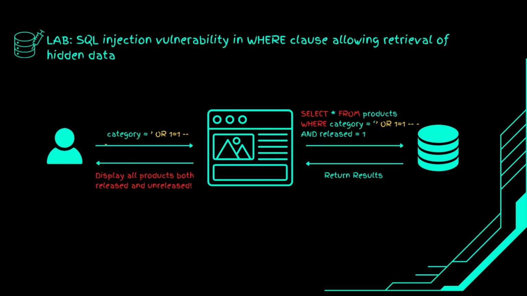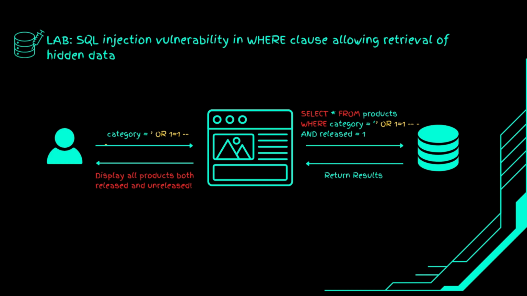And here we can use the payload ' OR 1=1-- into the input field. And don't worry, we'll break it down. So the single quote here is used to terminate the string in the SQL query, effectively closing off the category parameter. And following that, we have the condition 1=1, which always evaluates to true. And this means that regardless of the category selected, this condition will always be true, effectively bypassing any filtering based on the released status. And the double dash finally is known as a comment delimiter in SQL and is used to comment out the rest of the query.